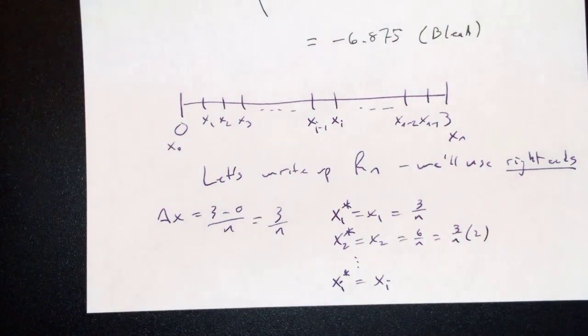What's x3? Say it loud. 9 over n, or 3 over n times 3. If I keep going this way, what's xi? It's 3 over n times i.